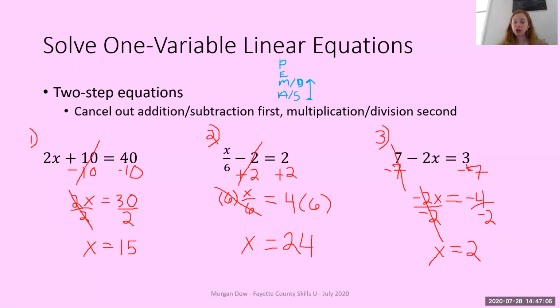So if we return to our original equation to check our answer, we would be saying that 7 minus 2 times 2 equals 3. So that's really saying 7 minus 4 equals 3. And that's true, right? 7 take away 4 equals 3. So we solved our equation correctly. The solution is 2.